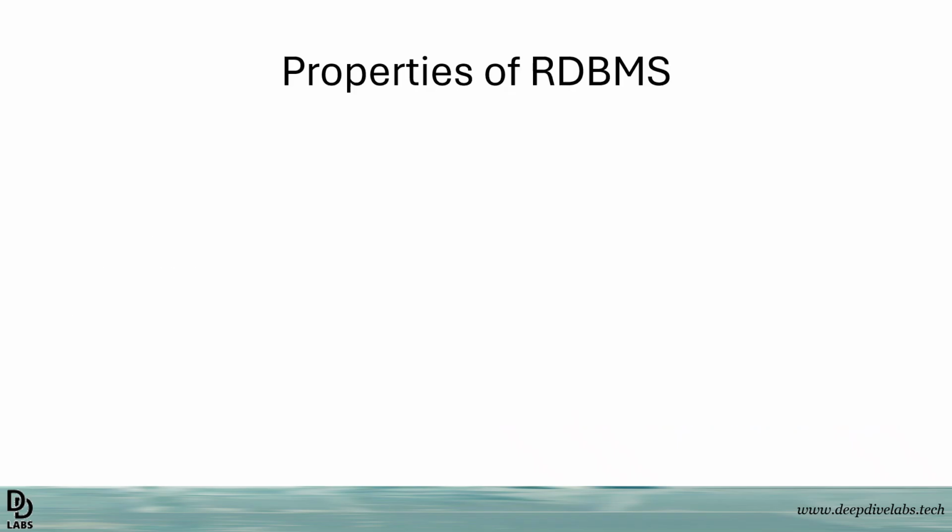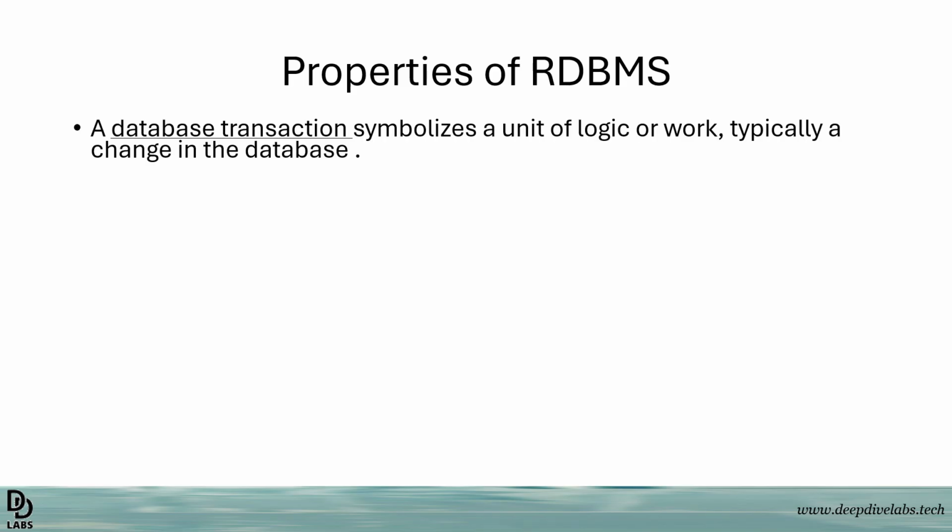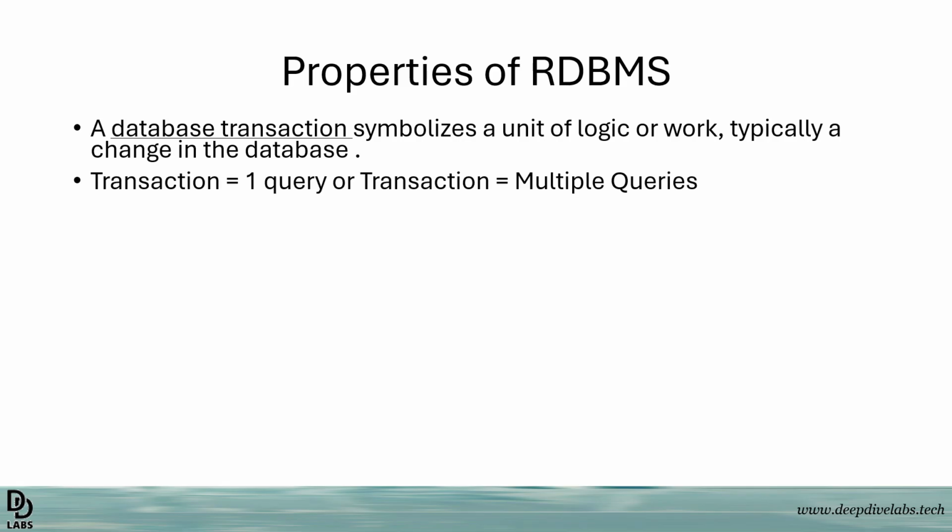Let's try to understand some of the properties of relational database management system. In an RDBMS, a database transaction symbolizes a unit of logic or work, typically a change in the database. So, a transaction can sometimes refer to just one query, or a transaction can refer to multiple queries. Some of the examples are, if you want to just update a field with your new password, then it's one transaction, right?